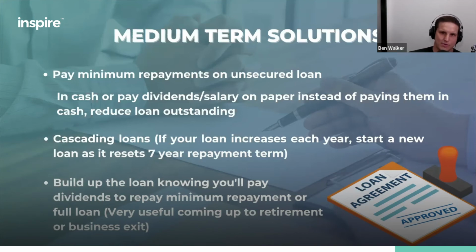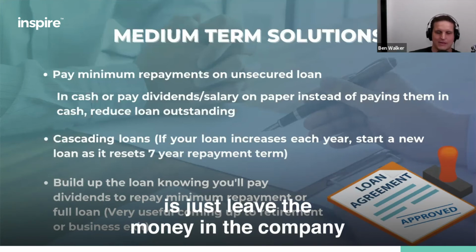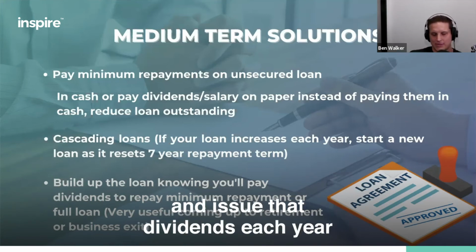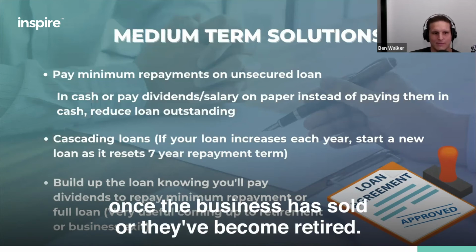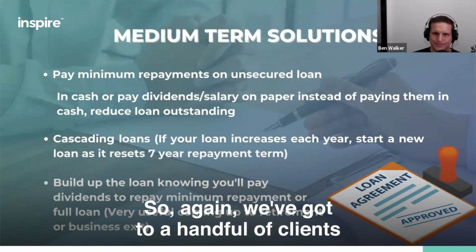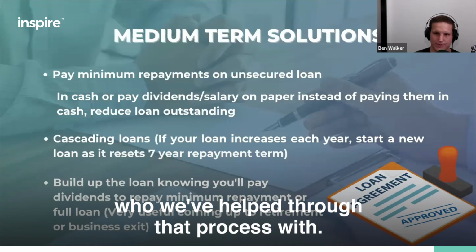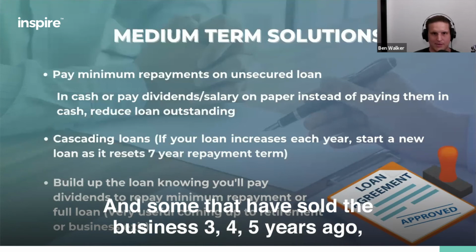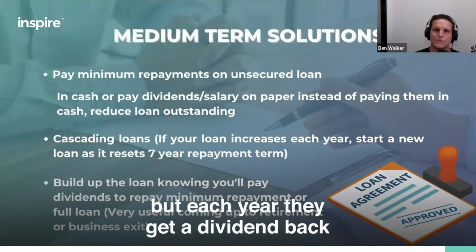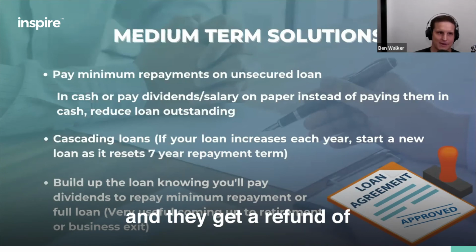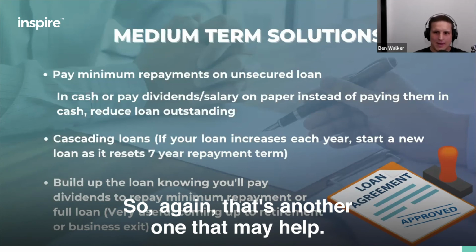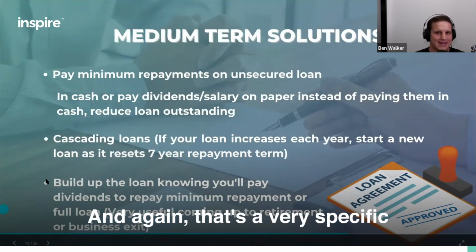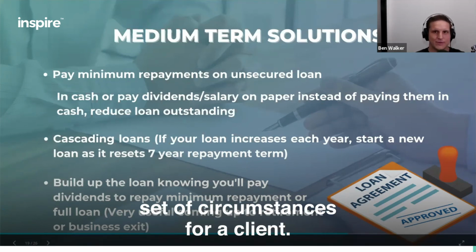Or another way we do it is just leave the money in the company and issue the dividends each year to extract that money once the business is sold or they've become retired. So again, we've got a handful of clients who we've helped through that process, and some that have sold a business 3, 4, 5 years ago, but each year they get a dividend back and they get a refund of those franking credits we talked about before. So again, that's another one that may help. And again, that's a very specific set of circumstances for a client.